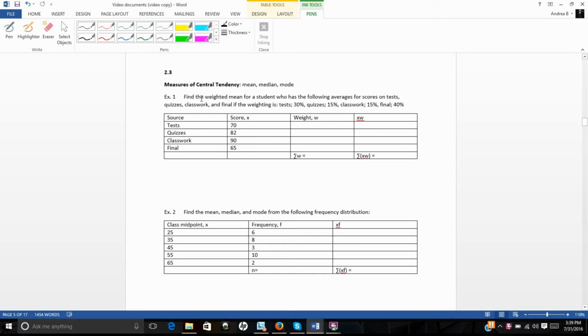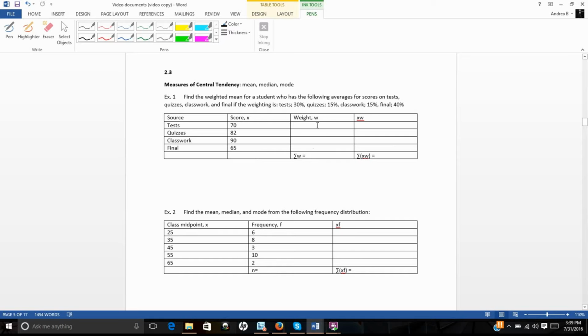So to do this, first of all, you'd want to write down what the categories are and the scores that you got for each of those categories. In this case, I already have filled out for a particular student what they maybe got for a test, quiz, classwork, and final score. And write those down. Normally we have X represent the score.